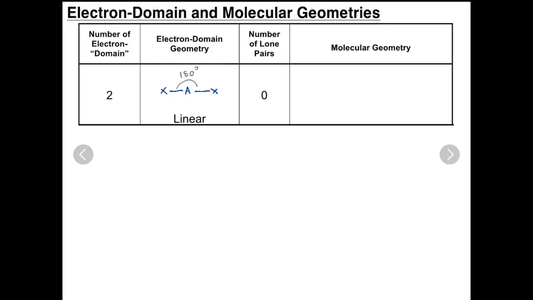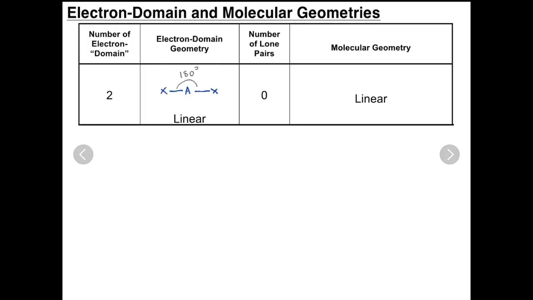Now let's take a look at how we can derive the molecular geometry from the electron domain geometry. As I mentioned before, we start with the number of electron domains. If you know that and you know the number of lone pairs, it will help you determine the molecular geometry as well. If you have two electron domains, which means two regions, and zero lone pairs, the electron domain geometry would be linear. The molecular geometry is also going to be linear.